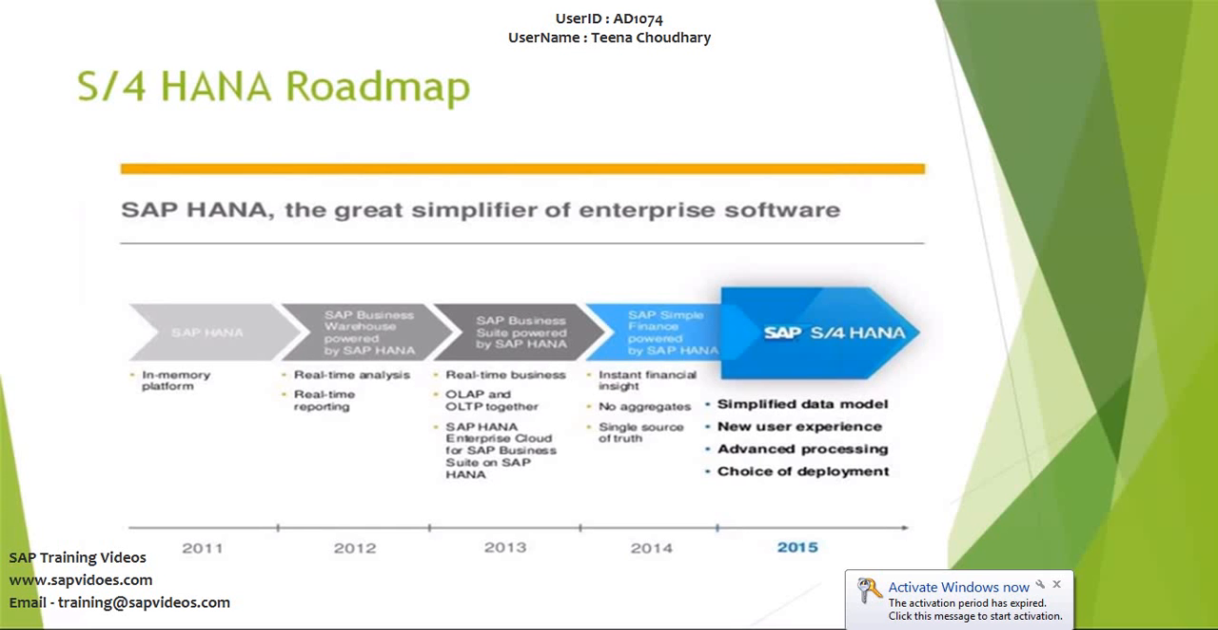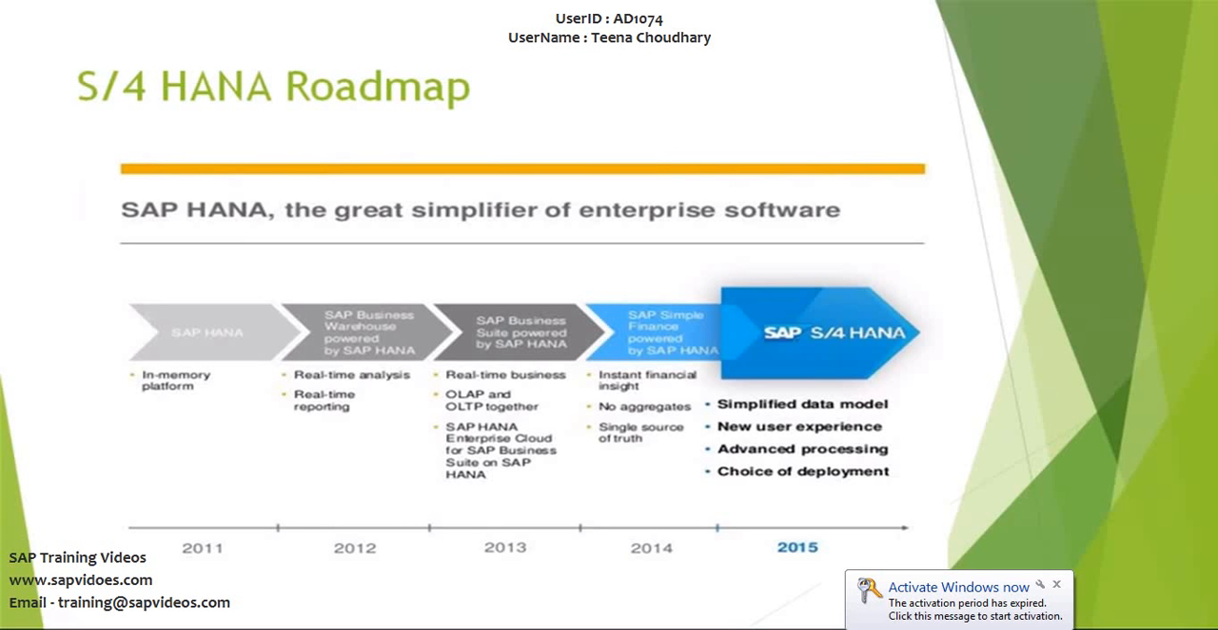So in 2013, SAP came up with SAP Business Suite powered by SAP HANA, where the whole idea was to bring real-time businesses, reduction in the number of tables, so OLAP and OLTP together, and SAP HANA Cloud was also available to the customers. So this development actually started from 2013. In 2013, SAP already had the product, but it was under testing mode.